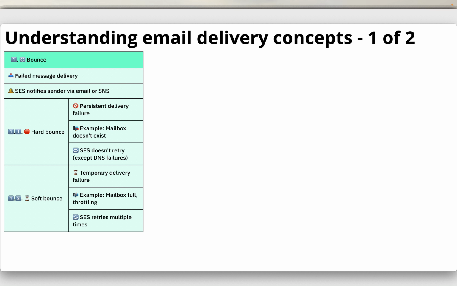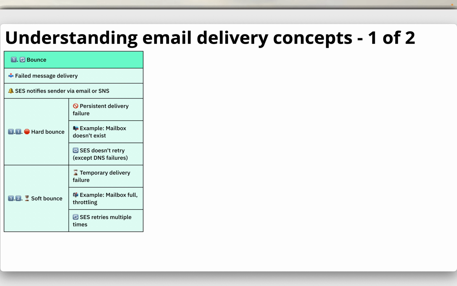First one, hard bounce, which is a persistent email delivery failure. For example, the mailbox does not exist, so Amazon SES does not retry hard bounces, with the exception of DNS lookup failures, and it is strongly recommended that you do not make repeated delivery attempts to email addresses that hard bounce.